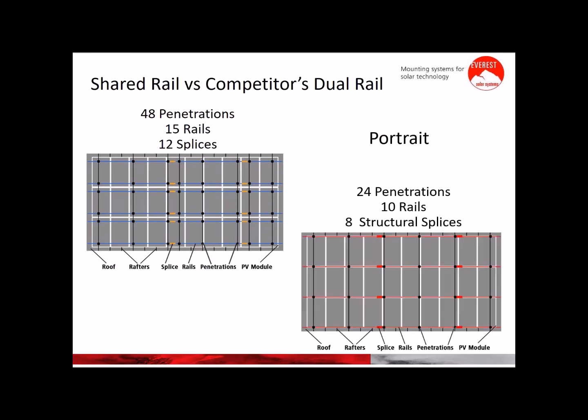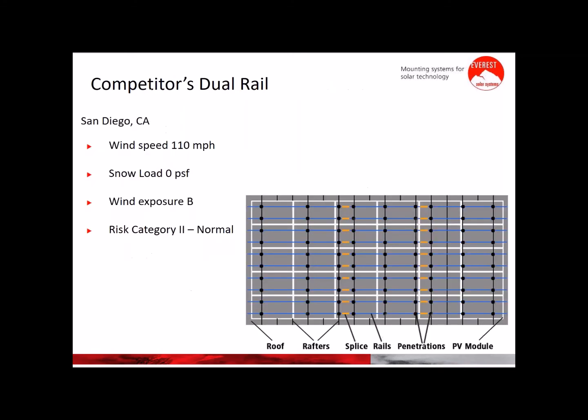So doing the comparison on material, we have on dual rail installation 48 penetrations versus 24 on the shared rail system, which is a huge saving. It's 50% fewer penetrations, which equals less time. 6 rails versus 4 rails and 12 splices versus 8 structural splices. We can install the same number of modules in the same orientation with less material and fewer penetrations on the roof.